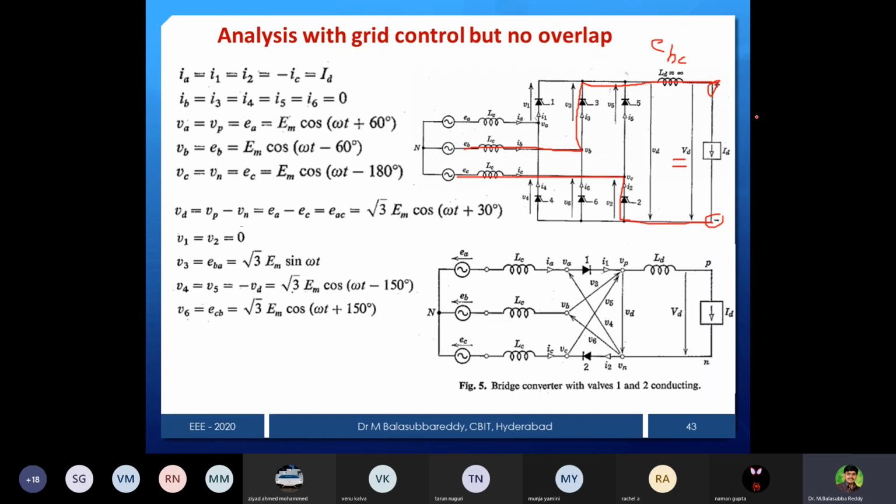So this is just a brief introduction. Already I explained 1 and 2. If it is 2 and 3, it goes this way, like that 3 and 4, 4 and 5, and like that you can get it. This is the analysis.